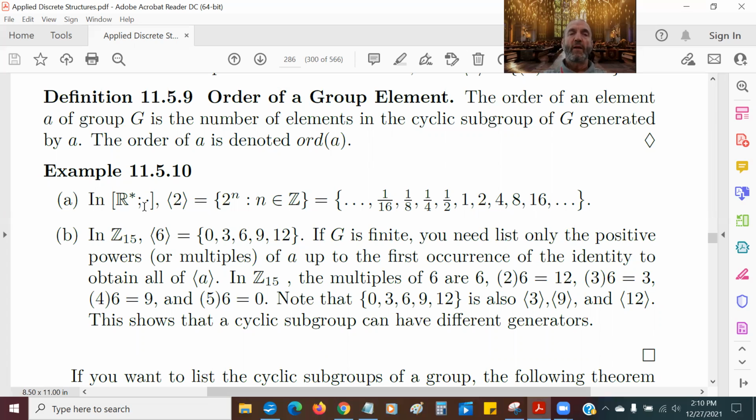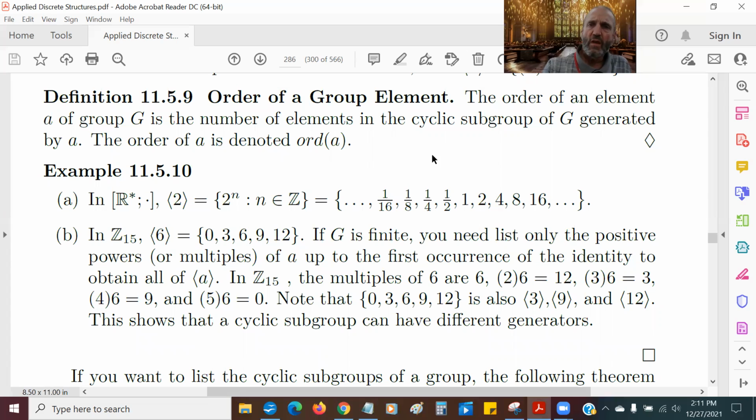Well, let's look at here. We have the real numbers with multiplication. I'm looking at all the powers of 2, that's the integers, so positive and negative. If I look at all the powers of 2, I get 2, 4, 8, 16, 1, 1/2, 1/4. These are all powers, positive and negative. Notice it's infinite.